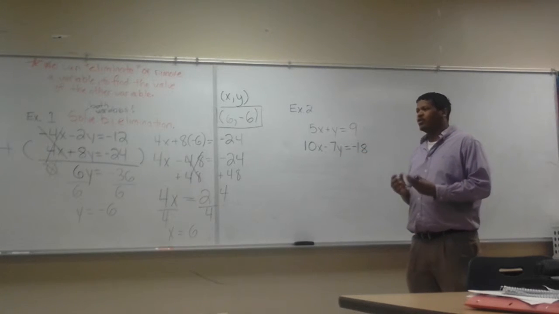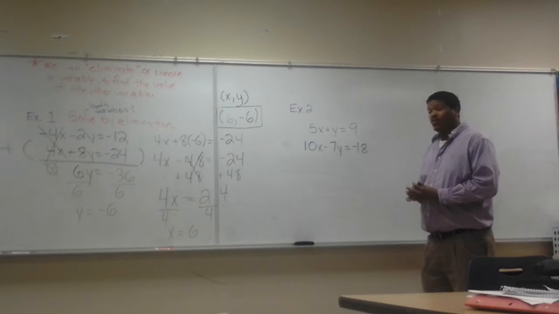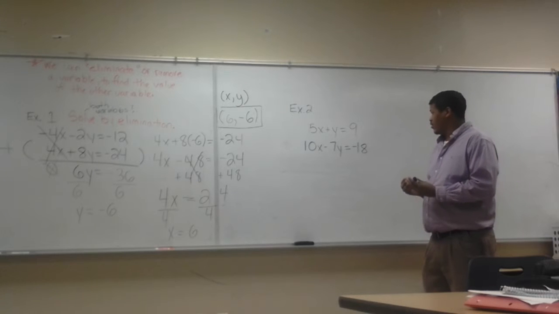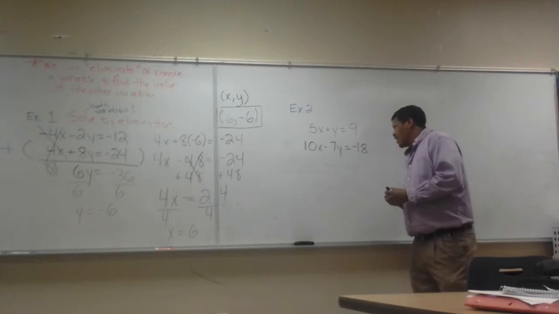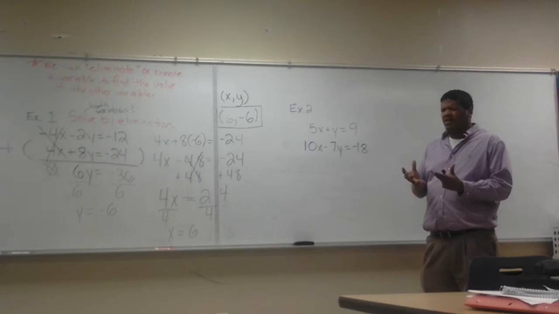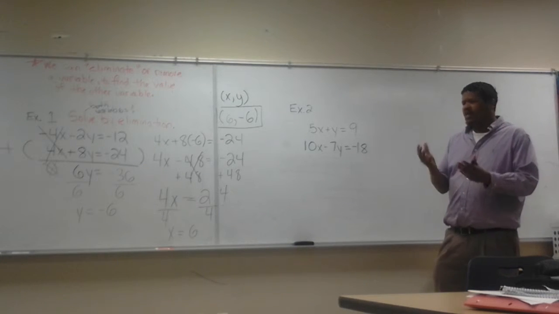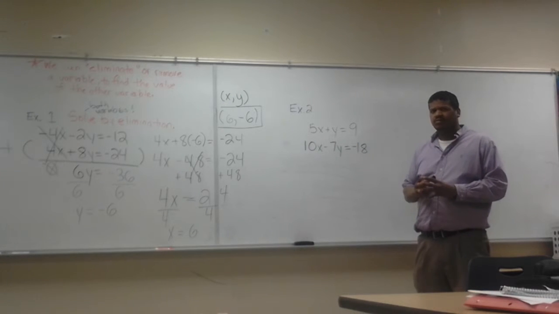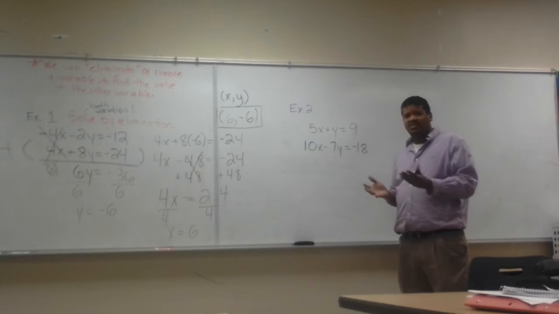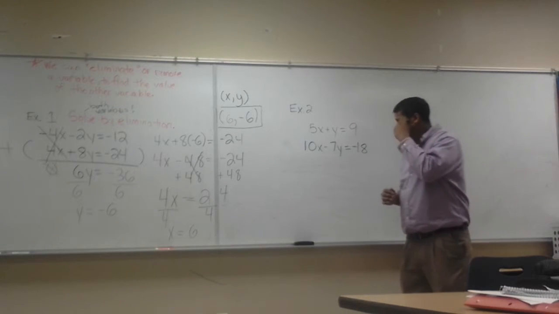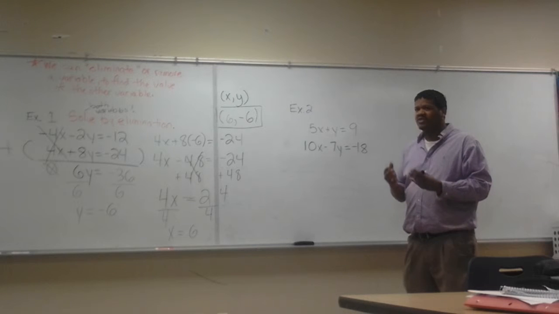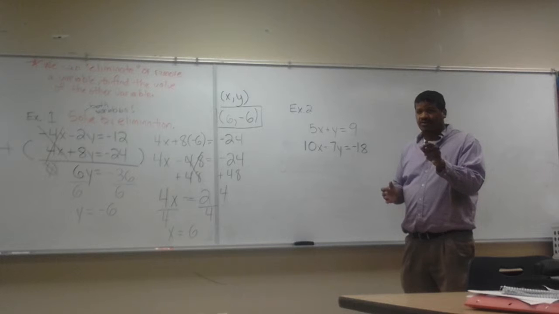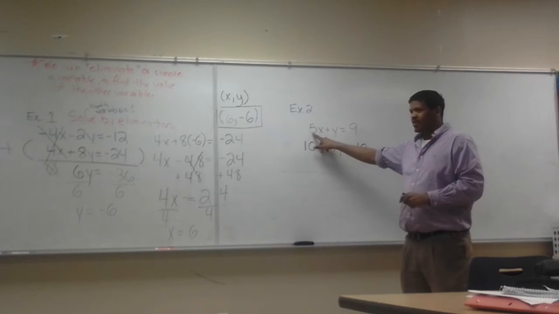This is where your lowest common multiple will come in handy. We need to find the lowest number these both can multiply to. In your mind, you should be thinking, which is going to be easier to cancel out, 5 and 10, or 1 and negative 7? 5 and 10, right? So what's the lowest number that both 5 and 10 will go into?